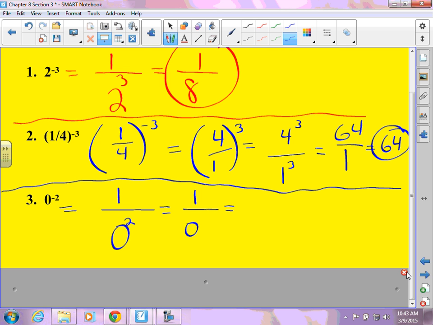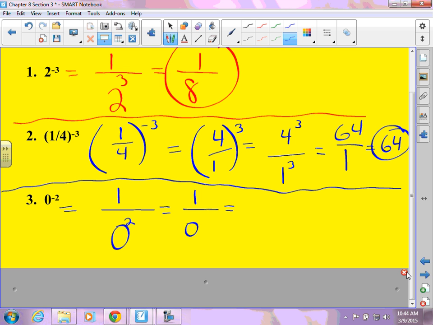Take 1, divide it by 0, and we get error. You cannot divide by a 0. So what happens is your NWEAs and your MCAs and even your ACTs, they're going to try to get you on this. A ton of you are going to say, oh, this one's easy, 1. And the other half of you are going to say, oh, it's 0. And you're all wrong.